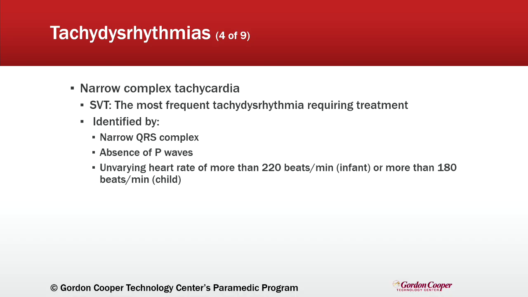Narrow complex tachycardia. SVT is the most common tachydysrhythmia that requires treatment. The EKG will show ventricular rhythms with a narrow QRS complex that starts and ends suddenly. The heart rate is typically 220 beats per minute or higher in an infant and 180 or higher in a child, and this will remain fairly steady.